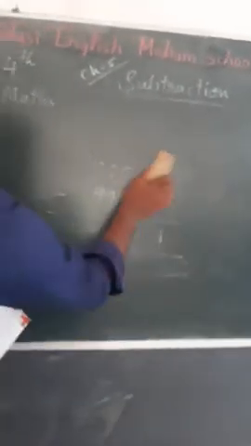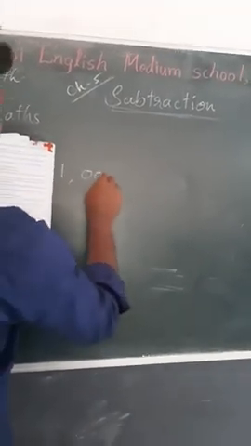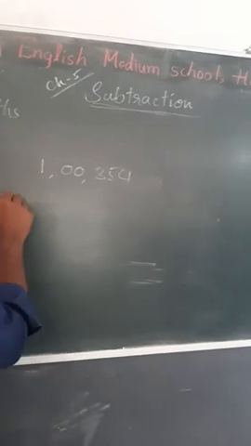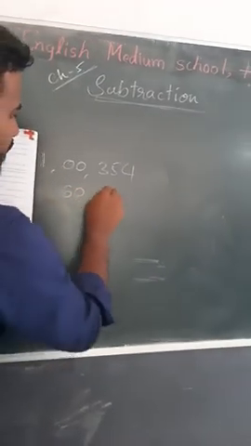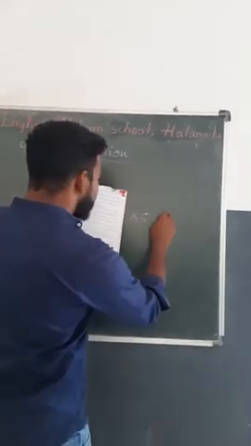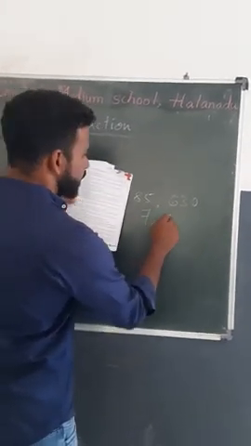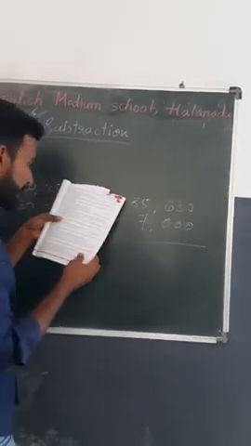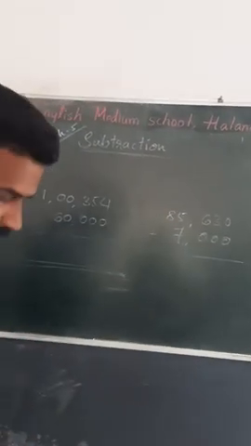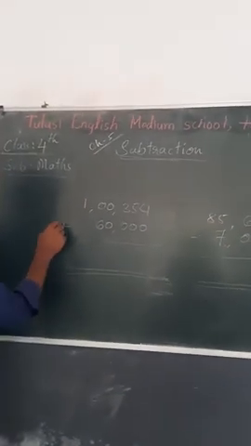Let me do this. 1,354 plus 60,000. You have to find the sum. And on the other side, 85,630 minus 7,000. So you have to find the difference here. You have to find the sum here.